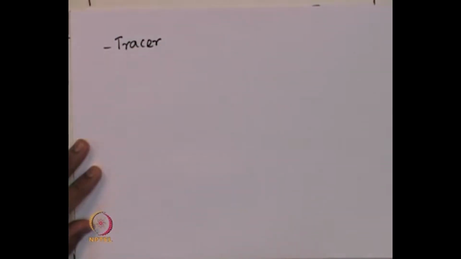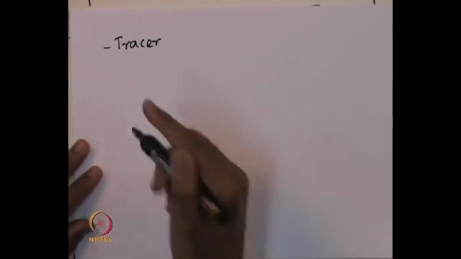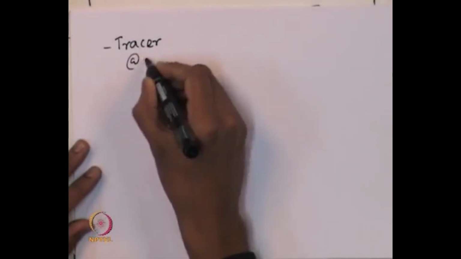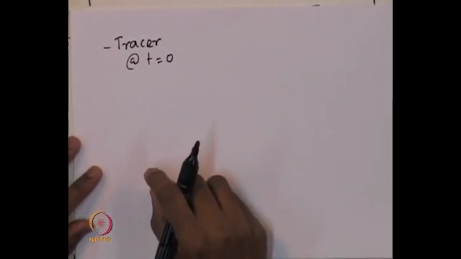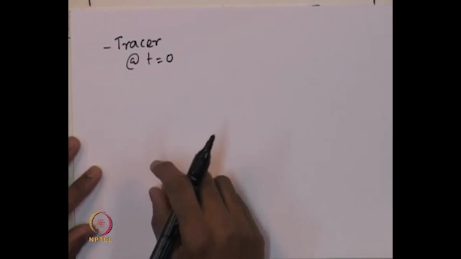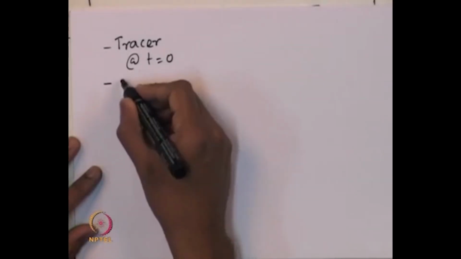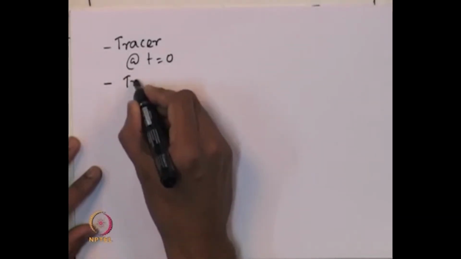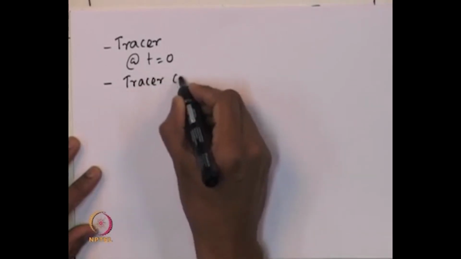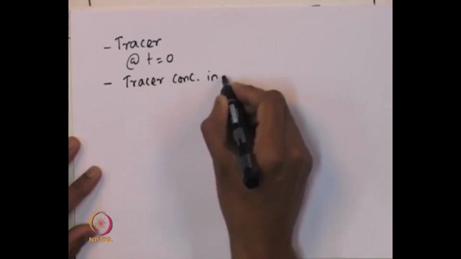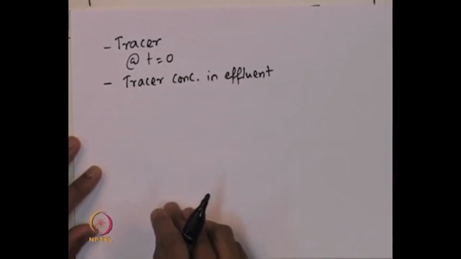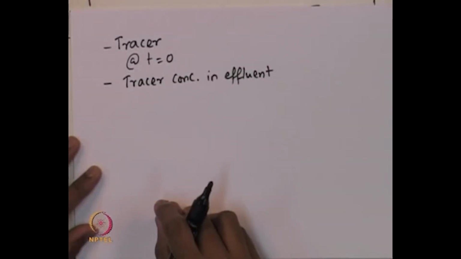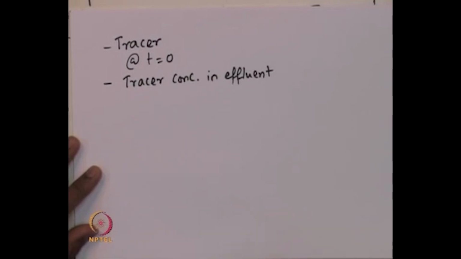We need to inject a tracer into the reactor, and let us say at time t equal to 0, a certain concentration of tracer is injected into the reactor, and then the tracer concentration in the effluent is measured. Now, if we measure the tracer concentration in the effluent, then this gives an idea about the non-ideal behavior of the reactor.